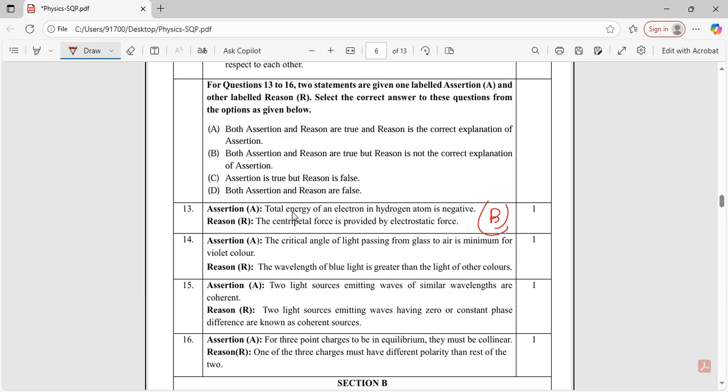C is true, no. C and D are not possible here. That's option B. Okay.